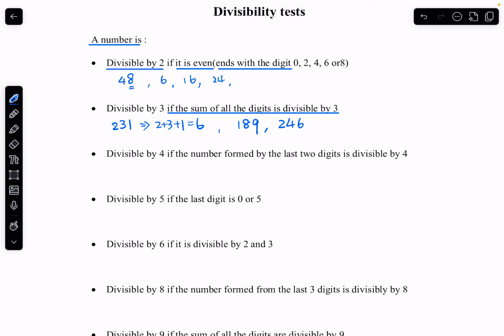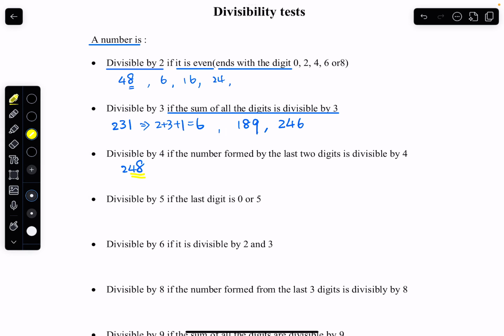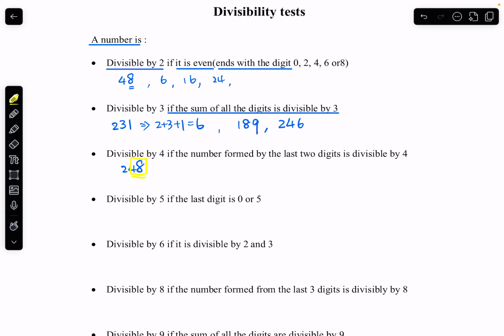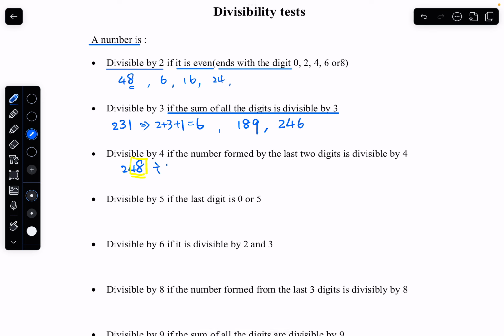Now we talk about 4. Divisible by 4 if the number formed by the last 2 digits is divisible by 4. For example, 248. The last 2 digits here, 48, can be divisible by 4 because 48 divided by 4 is 12. So we say 248 can be divisible by 4. We will try it here.